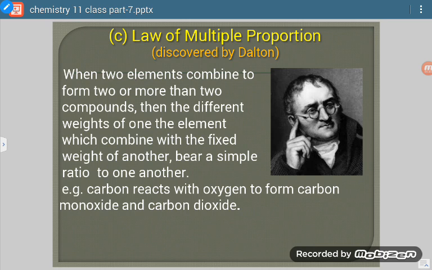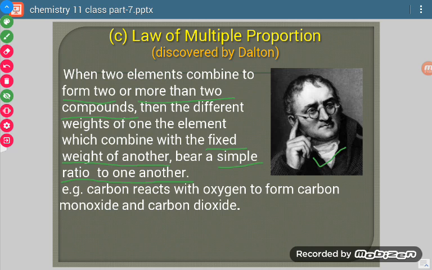Now third law is law of multiple proportion. This law was given by Dalton. This pic which you can see is of John Dalton. He gave the law of multiple proportion. Now what this law states: when two elements combine to form two or more than two compounds, then the different weights of one of the elements which combine with the fixed weight of the other bear a simple whole number ratio.